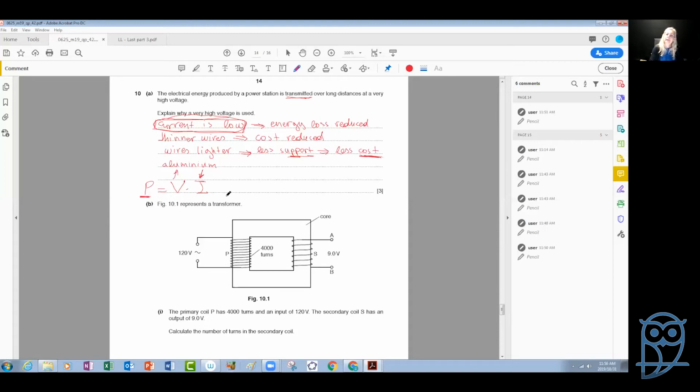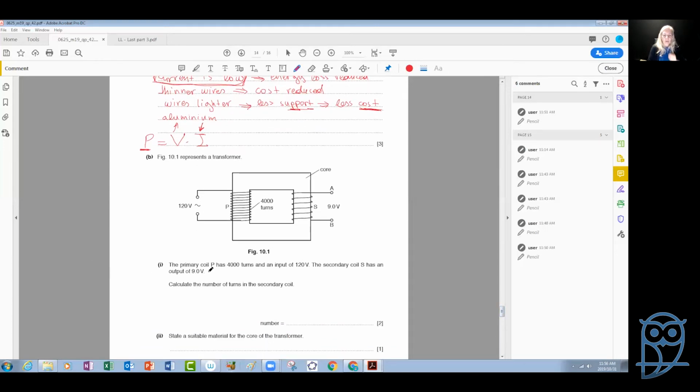Actually, we do that by using transformers. The transformers can do these transformations. And here we have a transformer. It says the figure represents a transformer. Here is the primary, here is the secondary, and we can see the secondary has fewer windings, which means it's a step down transformer, this one. Anyway, let's see what the question says.